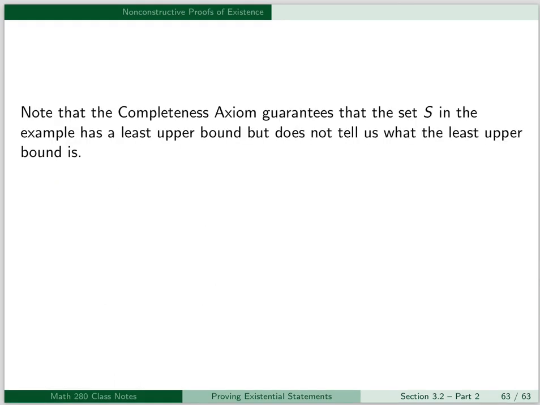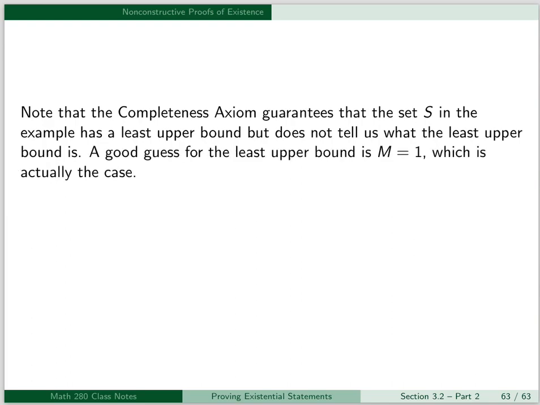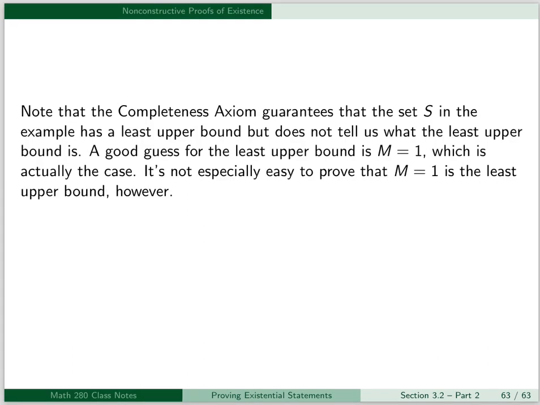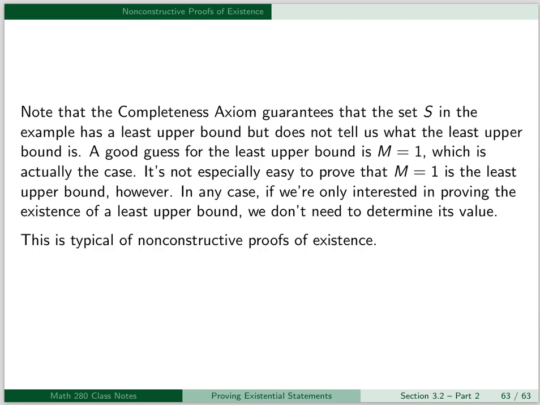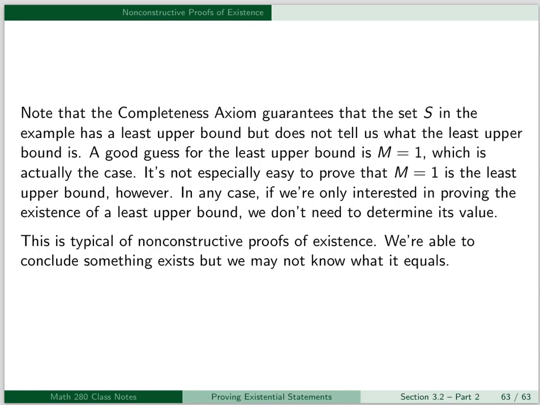Now note that the completeness axiom guarantees that the set S in the example has a least upper bound, but it doesn't tell us what the least upper bound is. A good guess for the least upper bound would be capital M is 1, which is actually the case. It's not especially easy to prove that M equals 1 is the least upper bound, however. In any case, if we're only interested in proving the existence of a least upper bound, we don't need to determine its value. And this is typical of non-constructive proofs of existence. We're able to conclude something exists, but we may not know what it equals.